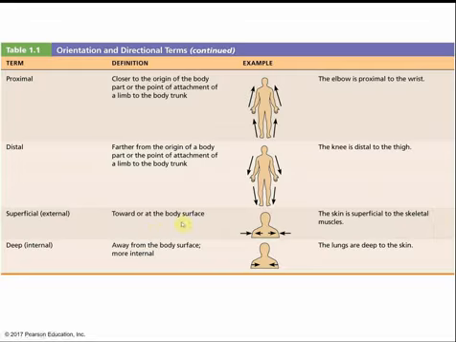Superficial just means toward the body surface, so on the surface or above something. So the skin is superficial to the muscles, so it's on the outside of the muscles. Whereas deep would be away from the surface and more internal. So the lungs are deep to the skin, so they're going to be underneath the skin.